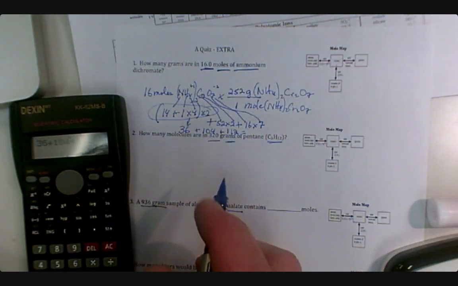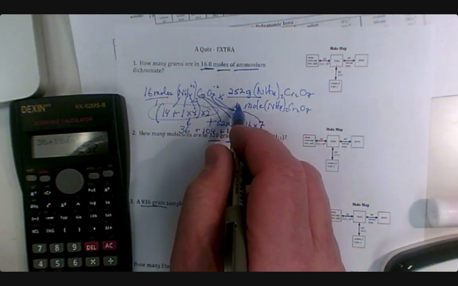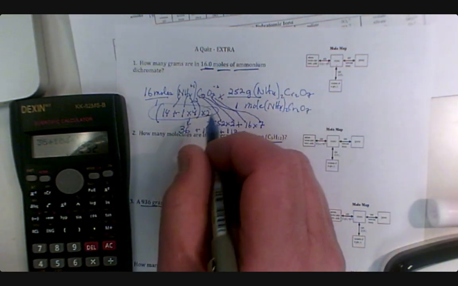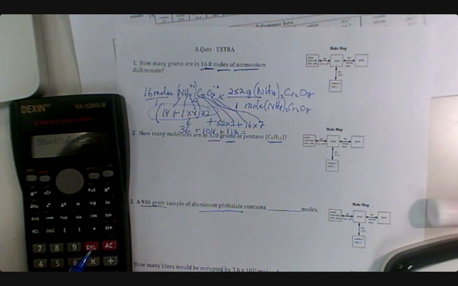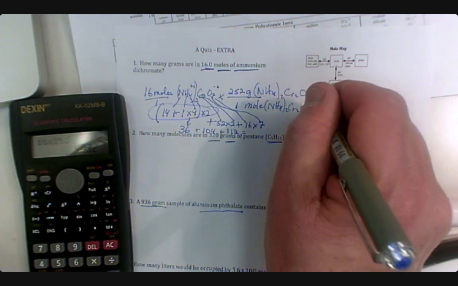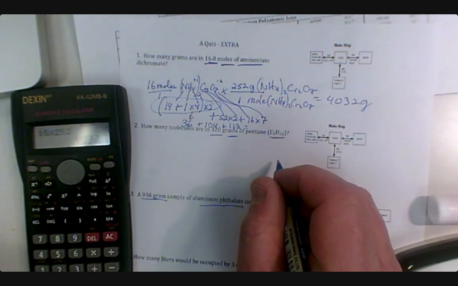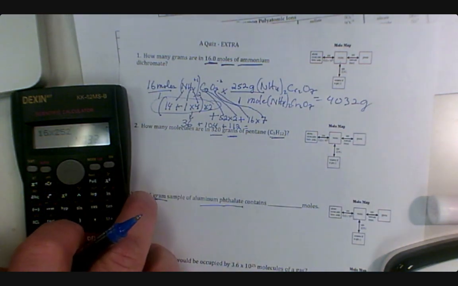All right. So now we do the math. This is an invisible 1 there, so 1 times 1 is 1. 16 times 252 on the top. So 16 times 252. Final answer, 4,032 grams. All right, so that's how you do that particular problem.